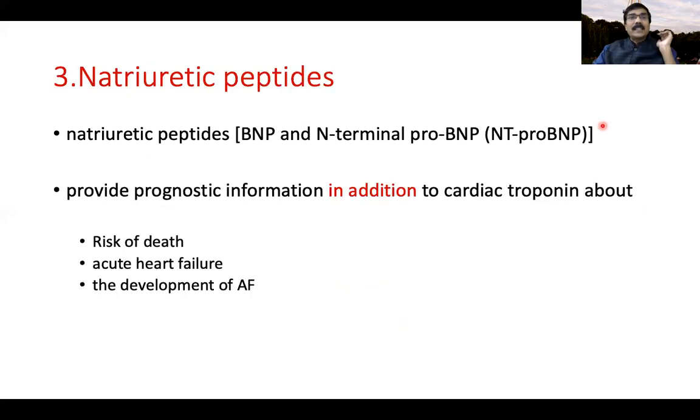Now, what is going to be the next one? The natriuretic peptides. The natriuretic peptides in a non-ST elevation MI without heart failure. What is the usefulness of this? Now you will understand that this has additional prognostic information. So if you do one early, you will notice that there is an increased quantification of prognosis by either talking about the risk of death, risk of acute heart failure, or whether they're going to develop atrial fibrillation subsequently.